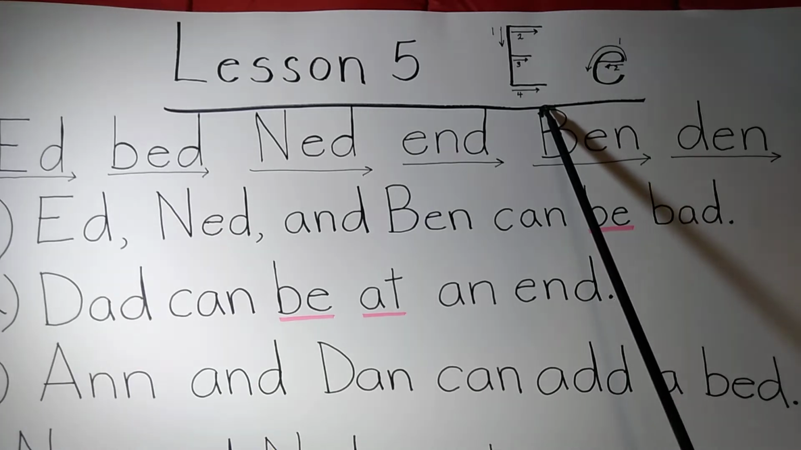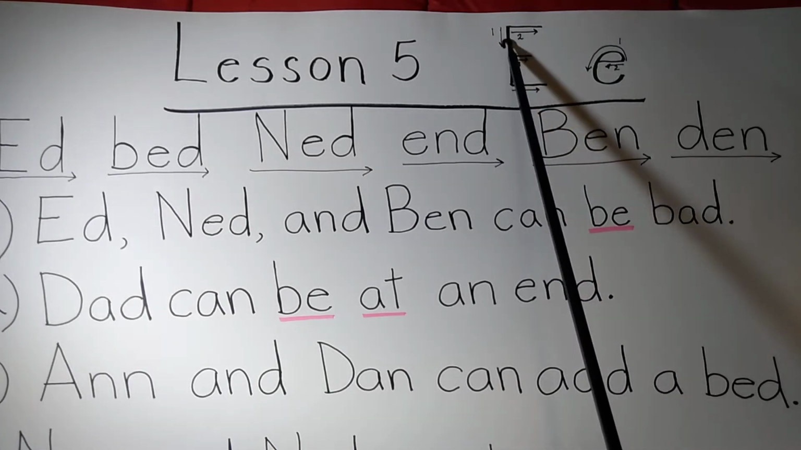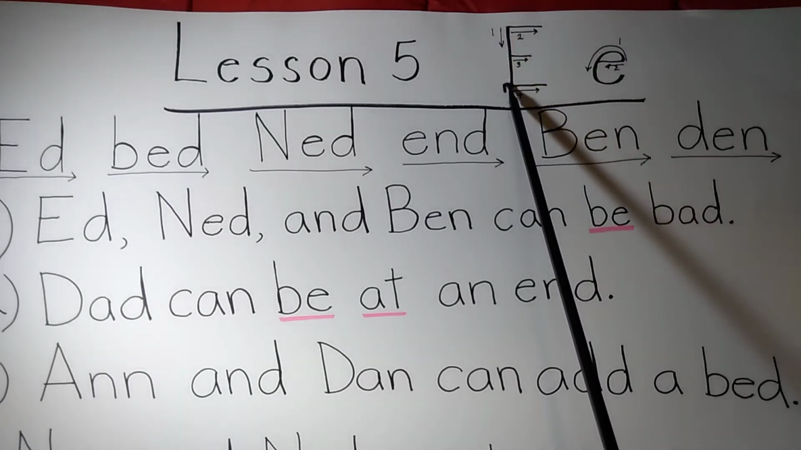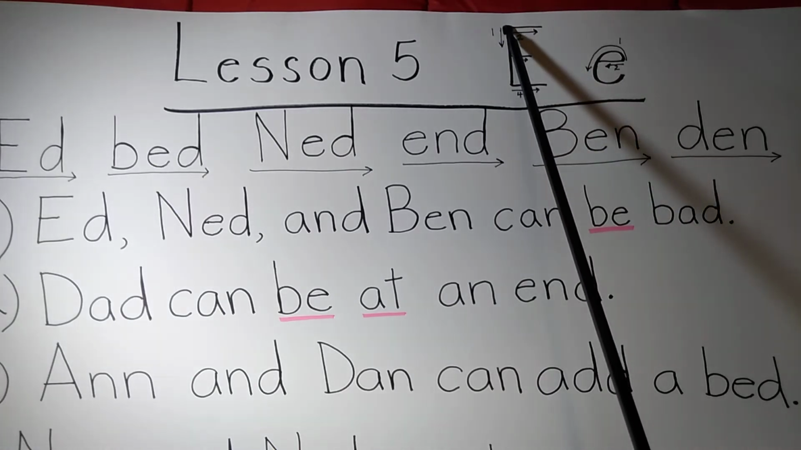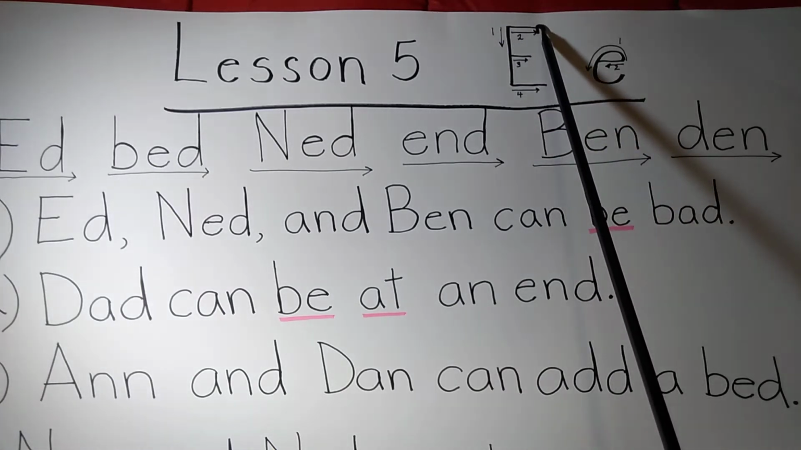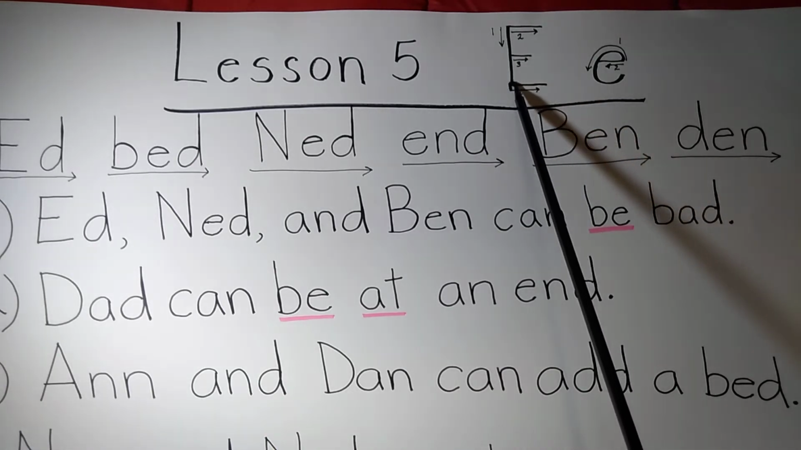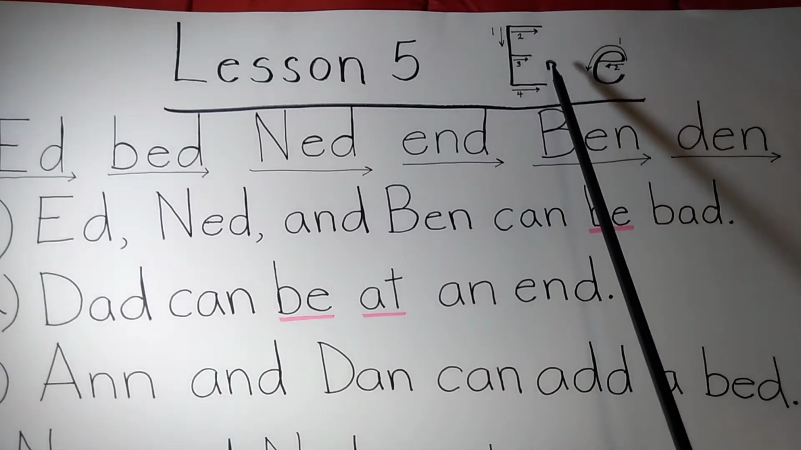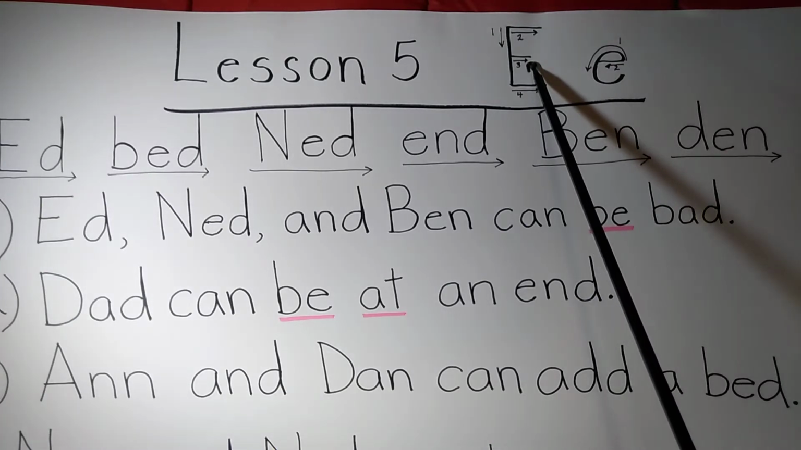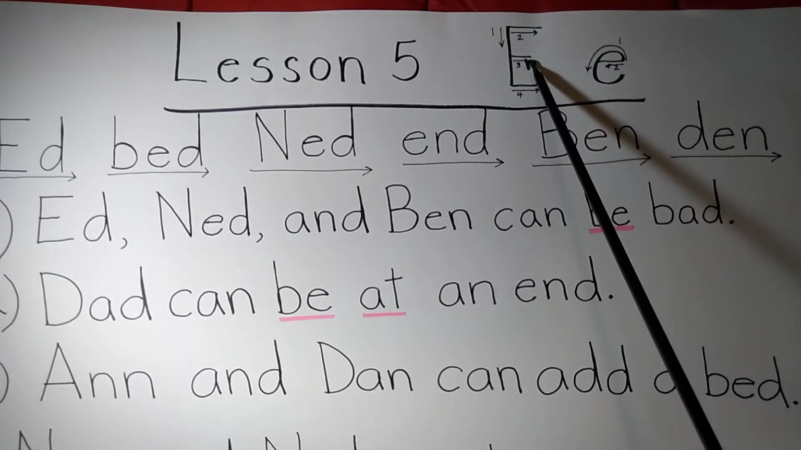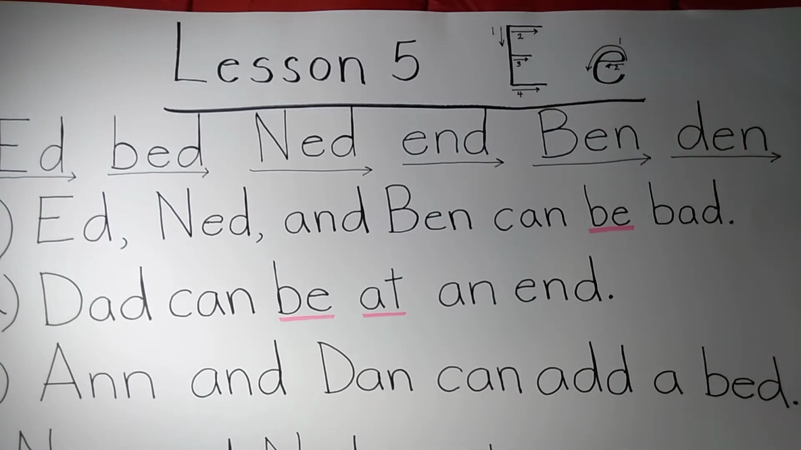Okay, for those that are doing the printing, the capital E is formed by making a straight line down, going to the top, and making a shorter line across to the right, a middle line across to the right, and a bottom line across to the right. Some books have that middle line shorter. Some have the middle line the same length, so it's up to you.